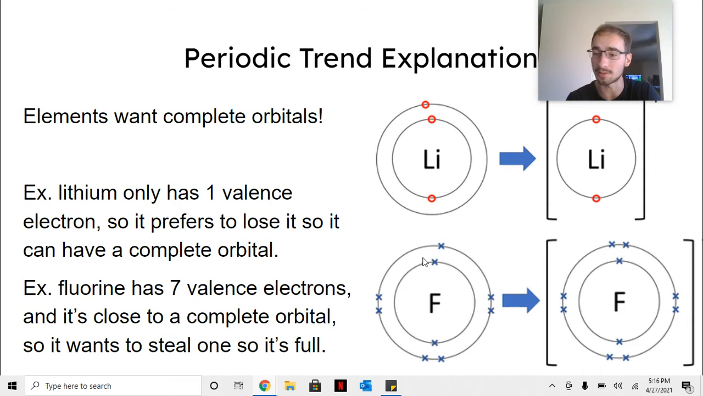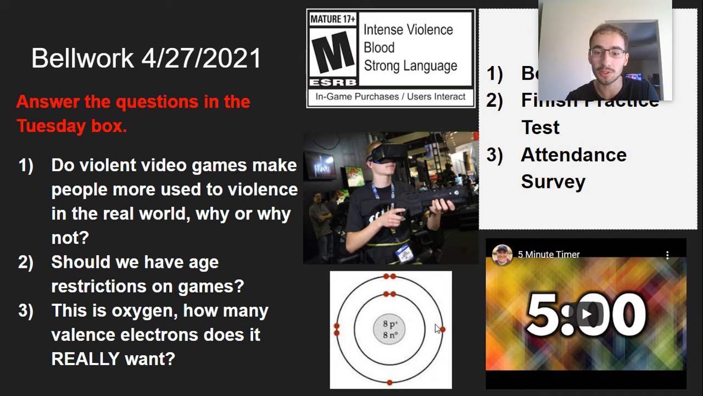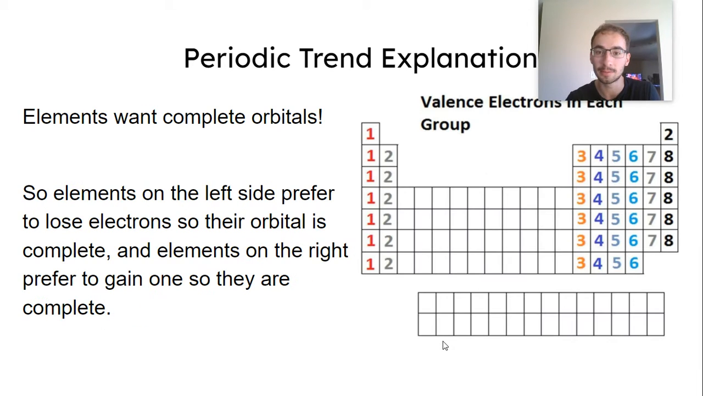But fluorine is the opposite. Fluorine has 7 valence electrons and it's very close to being complete, looking like this. Fluorine is just 1 electron away from being complete and stable, so it'll try very hard to get that extra electron. And it's the same with oxygen. Oxygen almost has a full set of valence electrons. It just needs one more right here and one more right here. So that's the idea.